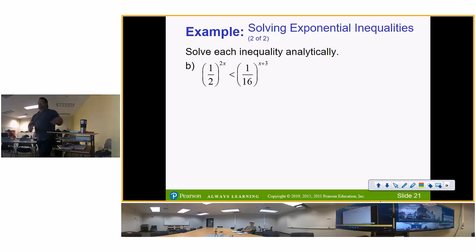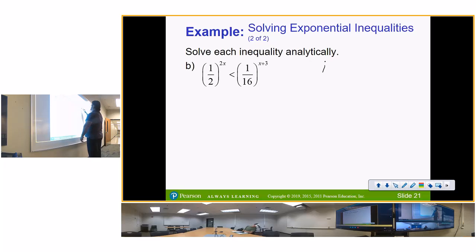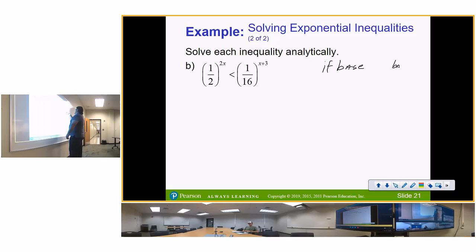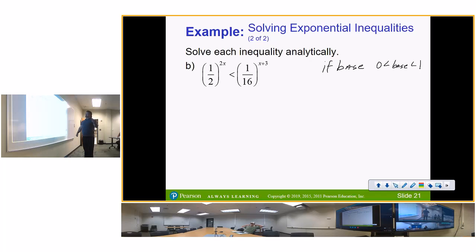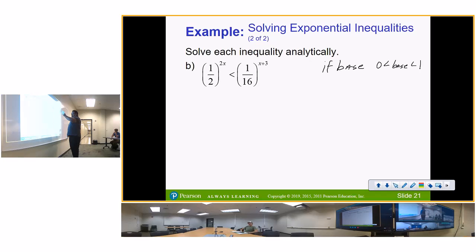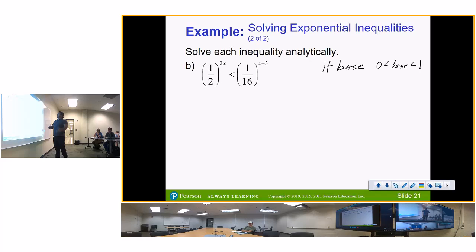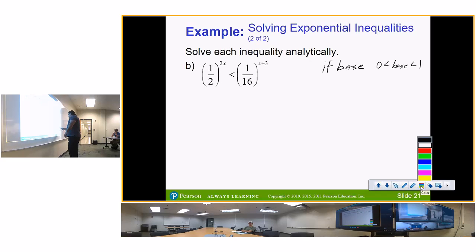If the base is between 0 and 1, meaning like a proper fraction. Y'all know what a proper fraction is, right? Yes. So it's a proper fraction: 1/2, 9/16, 5/8, 3/4, 11/16, 7/8, 15/16, and that's it. All proper fractions. If the base is a proper fraction, we need to highlight that in red.